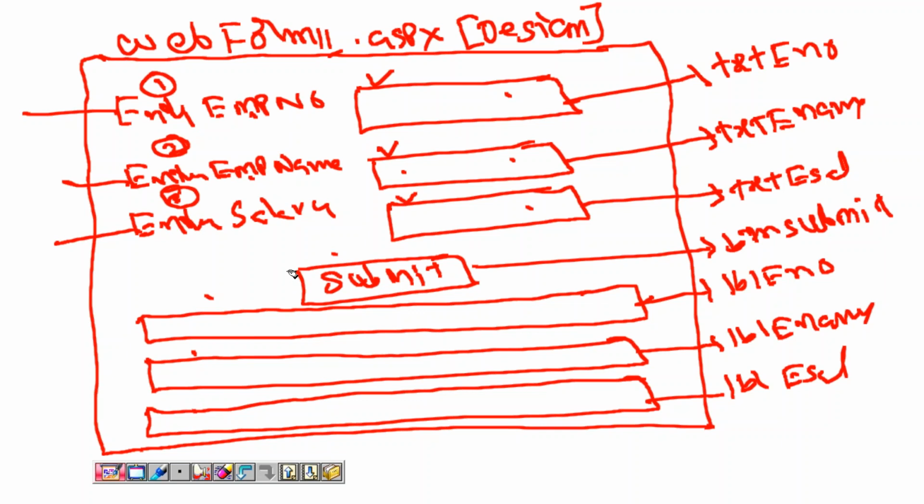Whenever you increase the controls, the web page will become heavyweight. Whenever the web page becomes heavyweight, it will be a burden to the web server and web browser. So wherever you have a choice, try to reduce the number of controls. Can I avoid these three labels? Is there any alternative instead of these three labels?